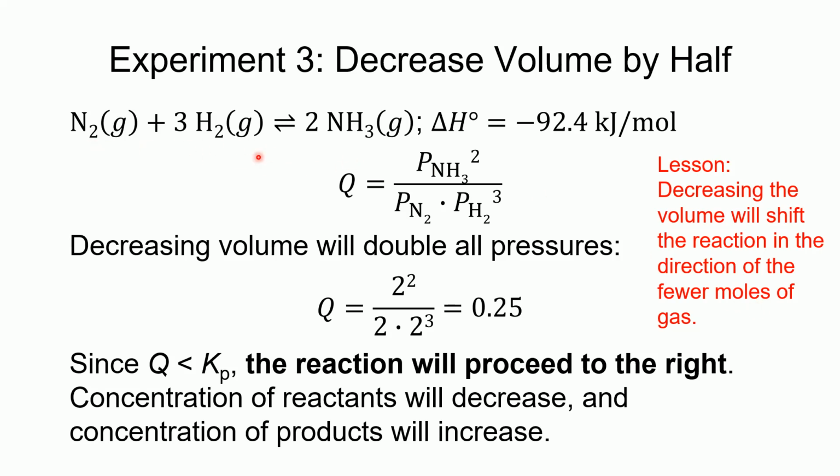Let's come back over here and look at the equation. We've got 1 mole of nitrogen and 3 moles of hydrogen, so that's 4 moles of gas on the reactant side of this equation. There are 2 moles of ammonia on the product side of this equation. So by decreasing the volume, it shifts the reaction to the side with 2 moles of gas rather than 4 moles of gas. Now, conversely, if we had increased the volume, you might expect the reaction to go to the left. Well, that's what we're going to do on the next slide.